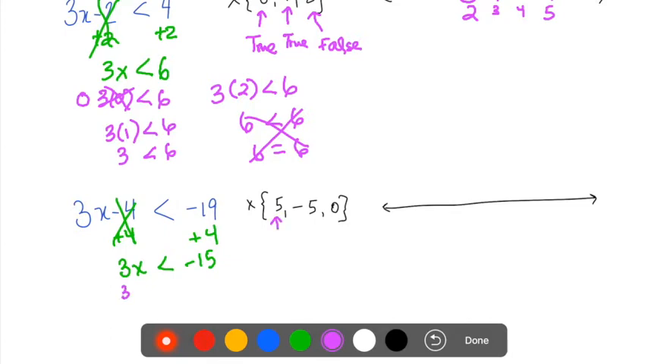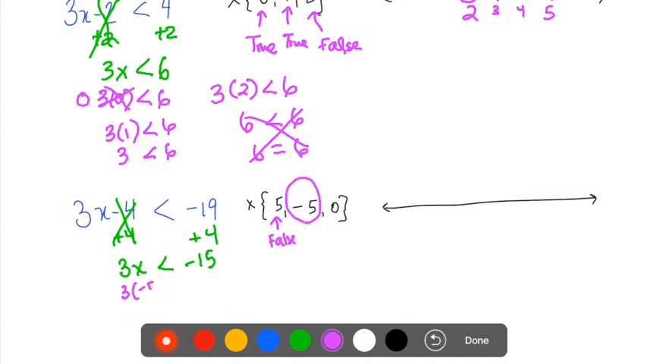I'm going to start with a 5. So 3 times 5 makes positive 15. Positive 15 is not less than negative 15. Positive 15 is actually larger. So the 5 will make the inequality false.